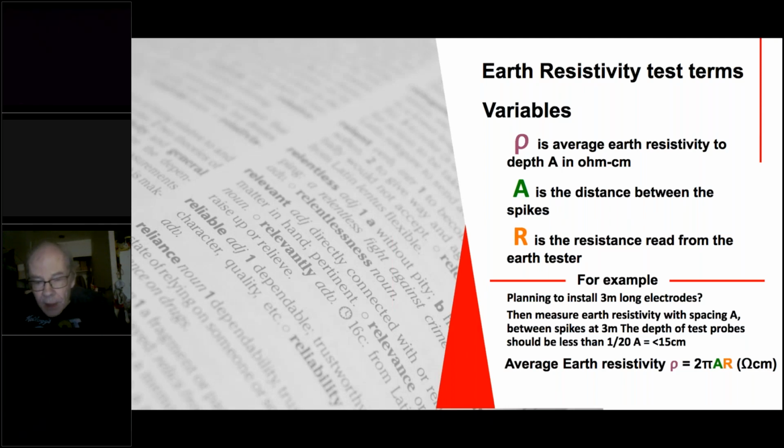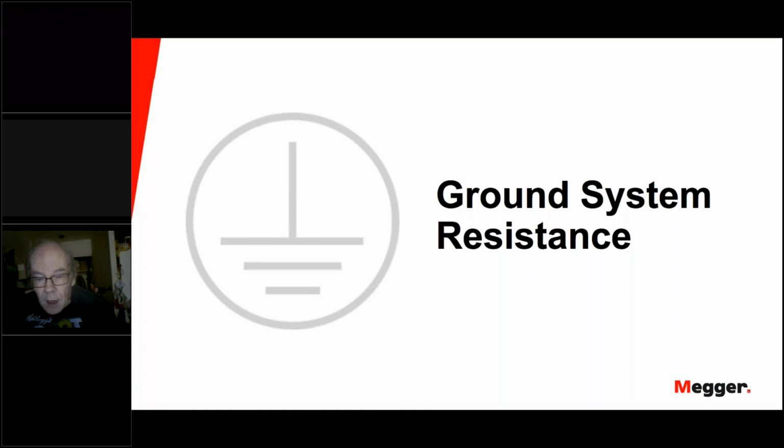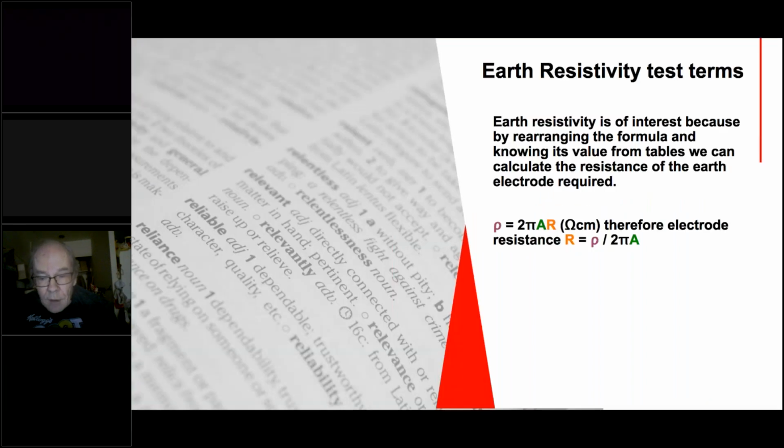Again, I pretty much covered these. These are the variables, which I think I pretty much covered. Okay, next. And so then you calculate out your 2 pi AR. In the old days, you used to have to do that manually, but nowadays the real sophisticated testers will do that for you. So it reduces human error. It speeds up. You get your answer real quick. And it also helps to reduce this.